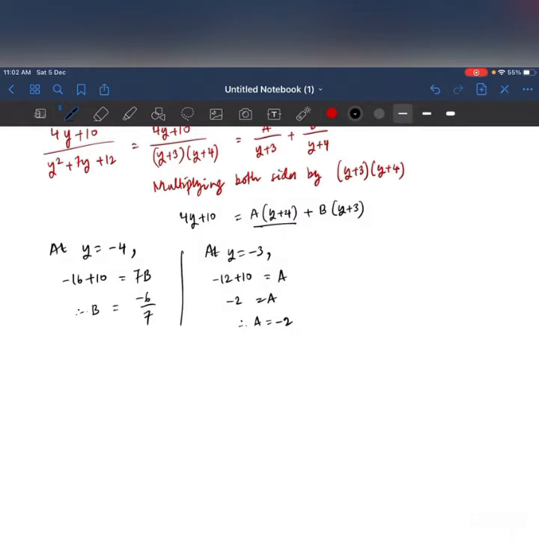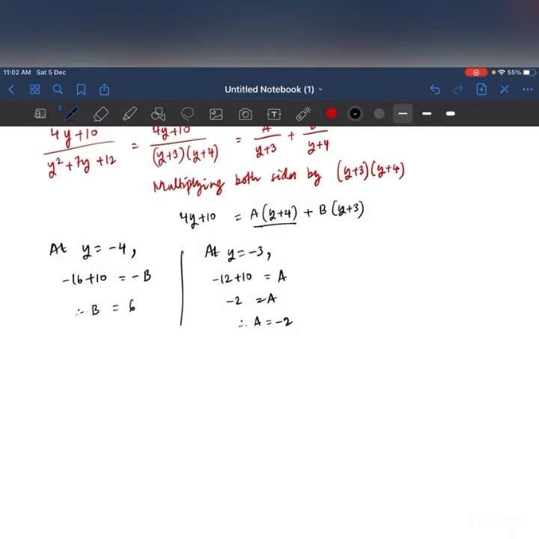If I take y as minus 4, so minus 4 plus 3 is what? Minus b, and we got 7b. It will be minus b. So minus goes out. We will have b as 6. So these are the two values which we got.